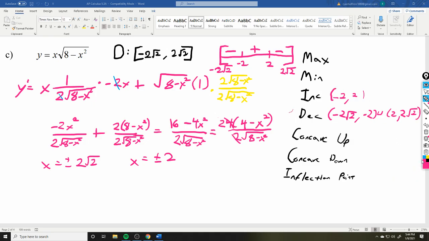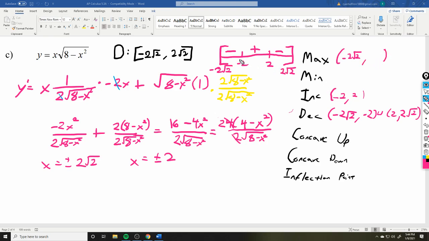Then we want to know which ones are max and which ones are min. See if you can take a few seconds to pause and piece out, including the endpoints, where do we think max and min is going to be? And hopefully you have decided that we start at a point and then start going down. So that means that negative 2 root 2 is going to be a maximum.